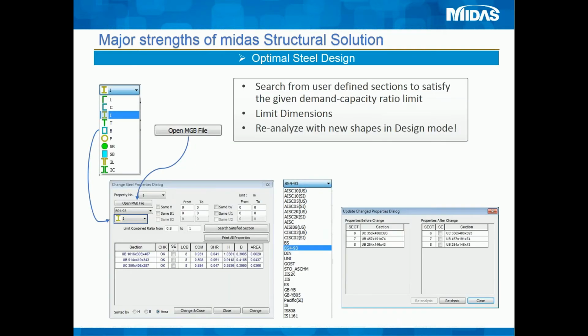MIDAS Gen can change the sections in steel code check after the design has passed, or maybe failed, if you want to make changes further. Before changing, it will ask us which code to be selected and which shape to be selected from. Also, we have user-defined sections from a previously created MIDAS Gen file. After we change the section, the program can reanalyze the entire model with this new section property.